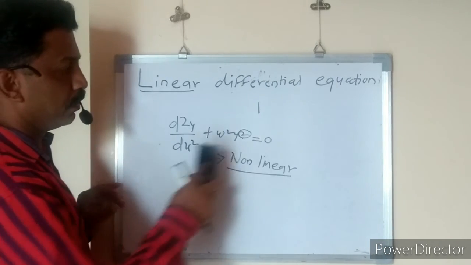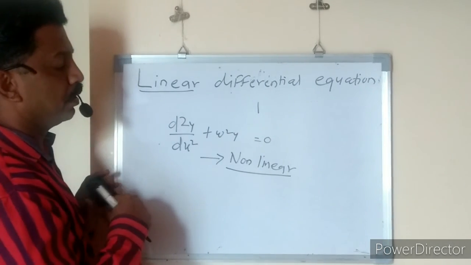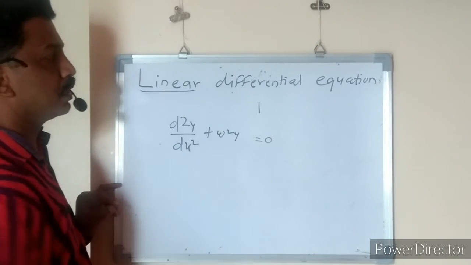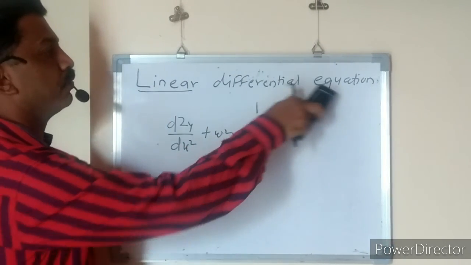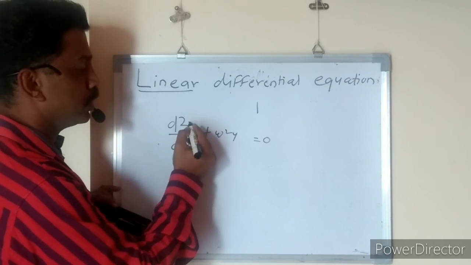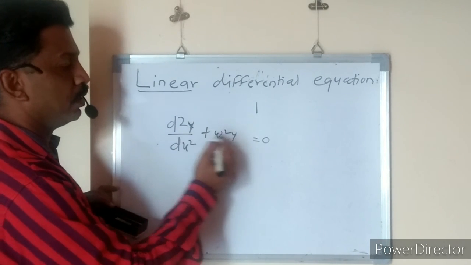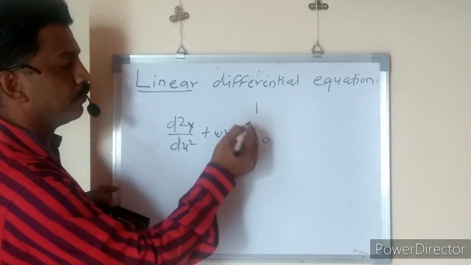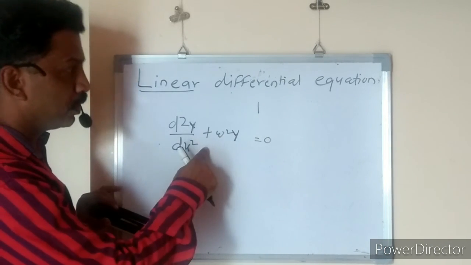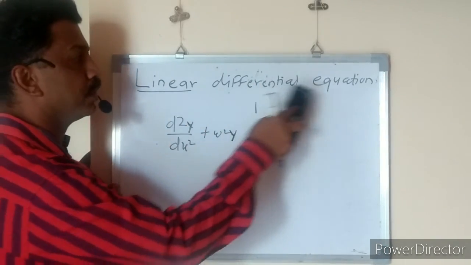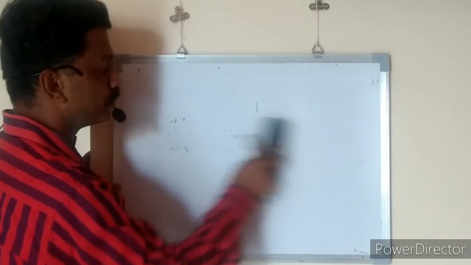So, for example, if we take here omega square y equal to 0, then we say that this equation is a linear differential equation. Why? Because the power of the dependent variable here is 1, here also the power of the dependent variable is 1, therefore such type of equation is known as a linear differential equation.